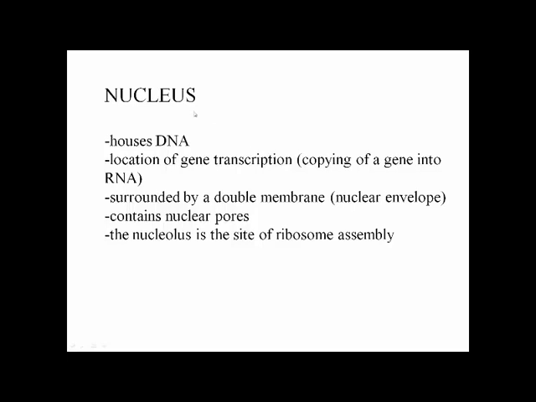So first, the nucleus. The nucleus is where DNA is housed, so it's where we have all of the copies of the genes, or the sets of instructions for making proteins. It's well protected in there. It's an organelle that has a double membrane, so two phospholipid bilayers surrounding it, and we call that double membrane the nuclear envelope. Within the nucleus, the DNA is housed as chromosomes, and that copying of a gene into RNA, or transcription, occurs within the nucleus.